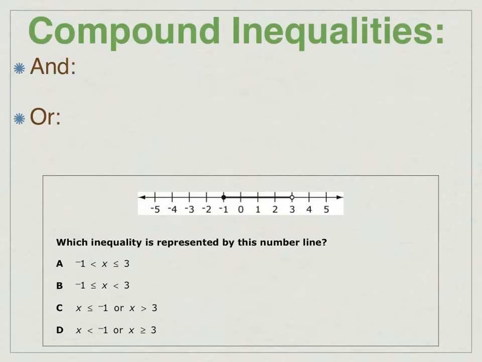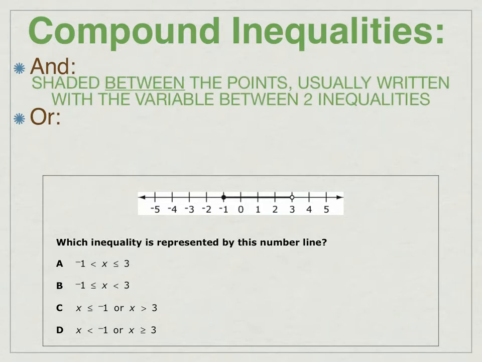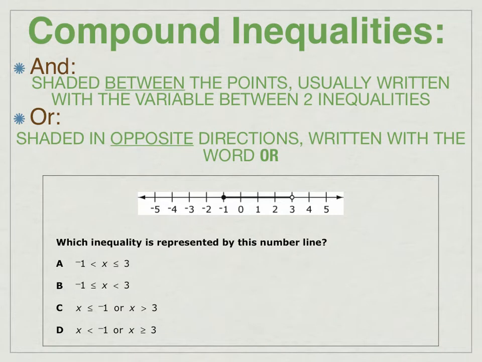For compound inequalities, an and compound inequality is going to be shaded between the points on the number line. It's usually written with a variable between the two inequality symbols. So if you look at this example that's already on the screen below, A and B would both be examples of how and compound inequalities are written. Or compound inequalities are going to be shaded in the opposite directions from your points, and then it's usually going to be written with the word or in it. So if you look at C and D, those would both be examples of or compound inequalities.